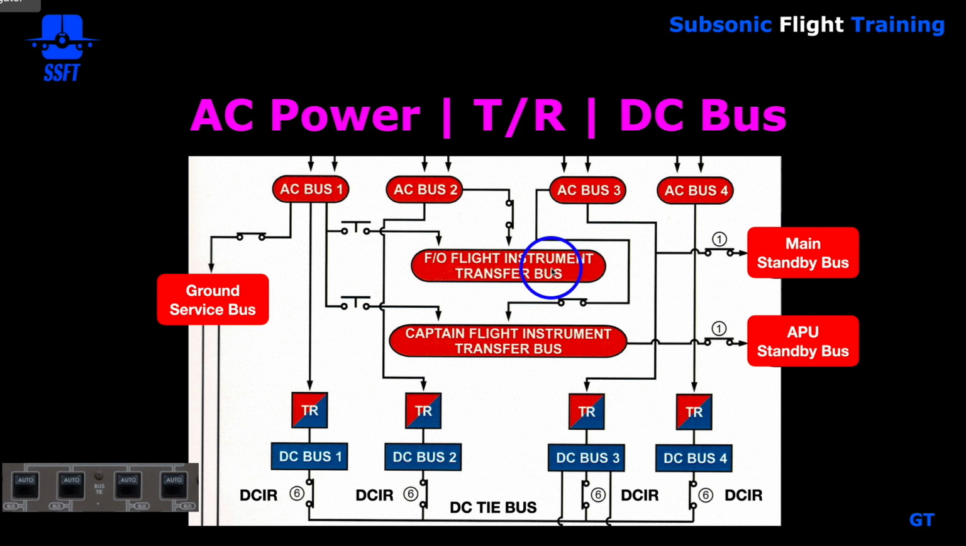AC3 also will power the captain's and the flight instrument transfer buses, but again, if these fail, the first officer's transfer bus will automatically go to AC1, and the captain's flight instrument transfer bus, which is powered by AC3, will also go to AC1. These switches would respectively close if there was a failure of AC bus 3, and then these buses would be powered from AC1. Again, like we said, both of them can switch to AC1 if needed to protect those buses, which have the group of instruments that represent the captain's instruments and the first officer's instruments.